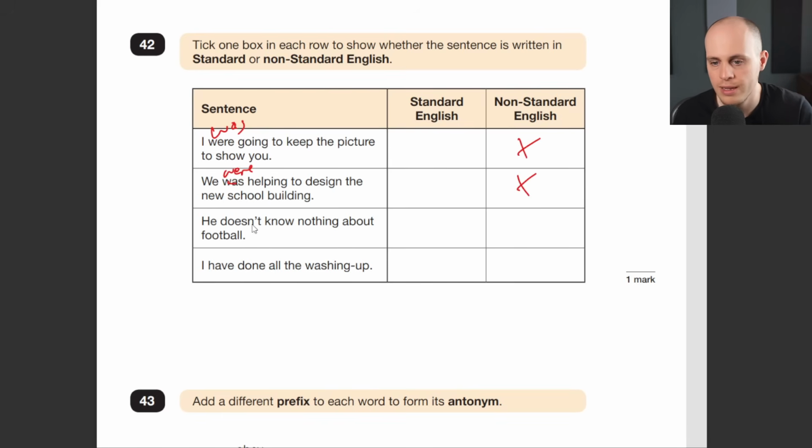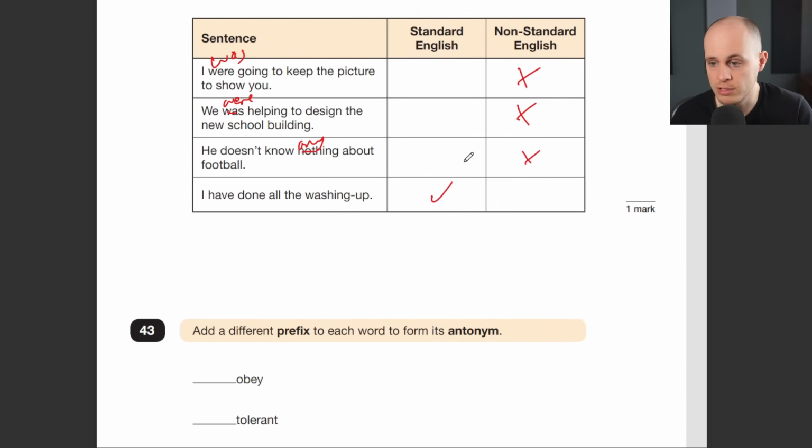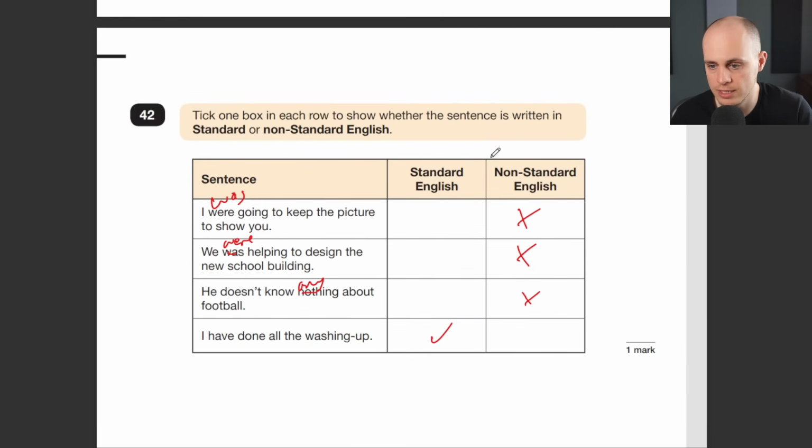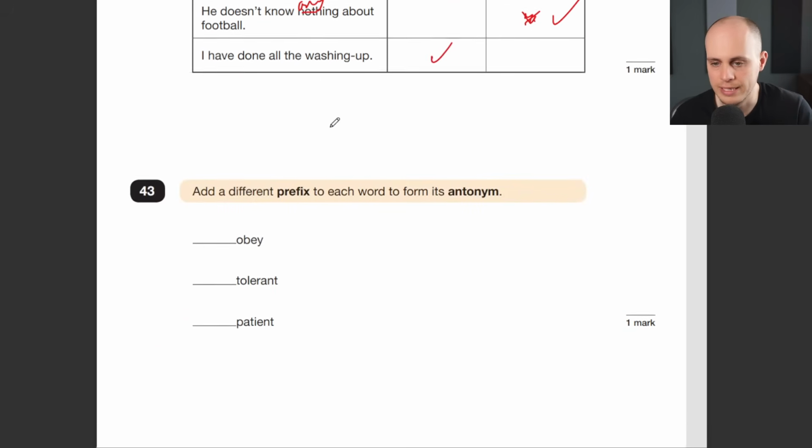That's wrong. He doesn't know nothing about football. It's a double negative, isn't it? He doesn't know anything about football would be the correct bit there. So that's also wrong. Are they all wrong? I have done all the washing up. Okay, that's fine. I have done all the washing up. That makes sense. You wouldn't say I have did all the washing up. So that's an interesting one. It says tick each box, and I put a cross in them, so don't do that, guys. Tick, tick, and tick. Be really clear to read the instructions so you don't make any mistakes there.